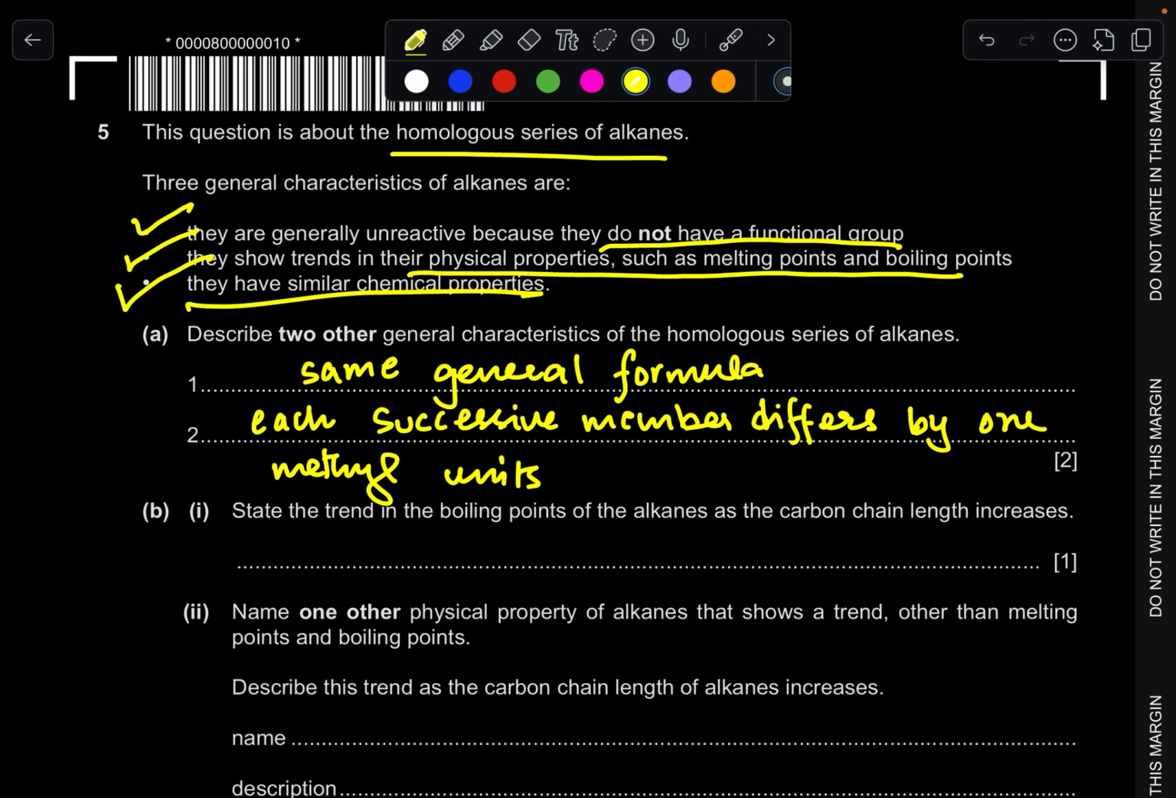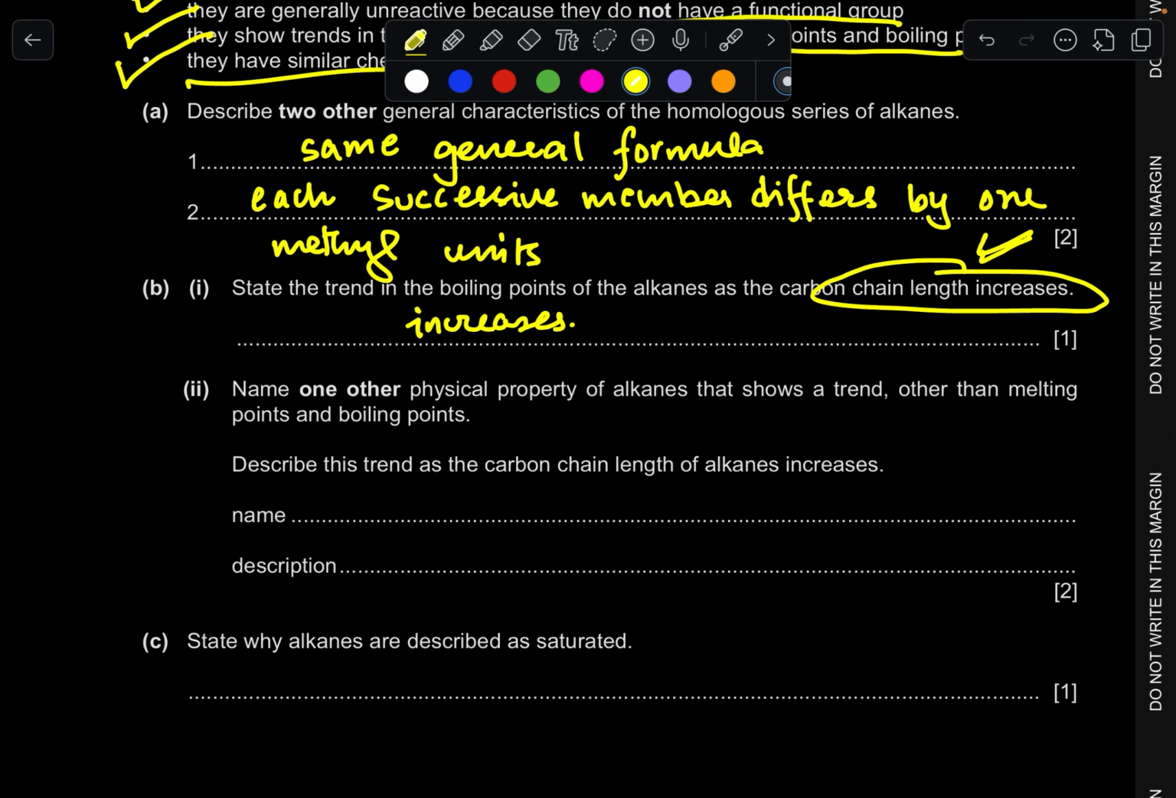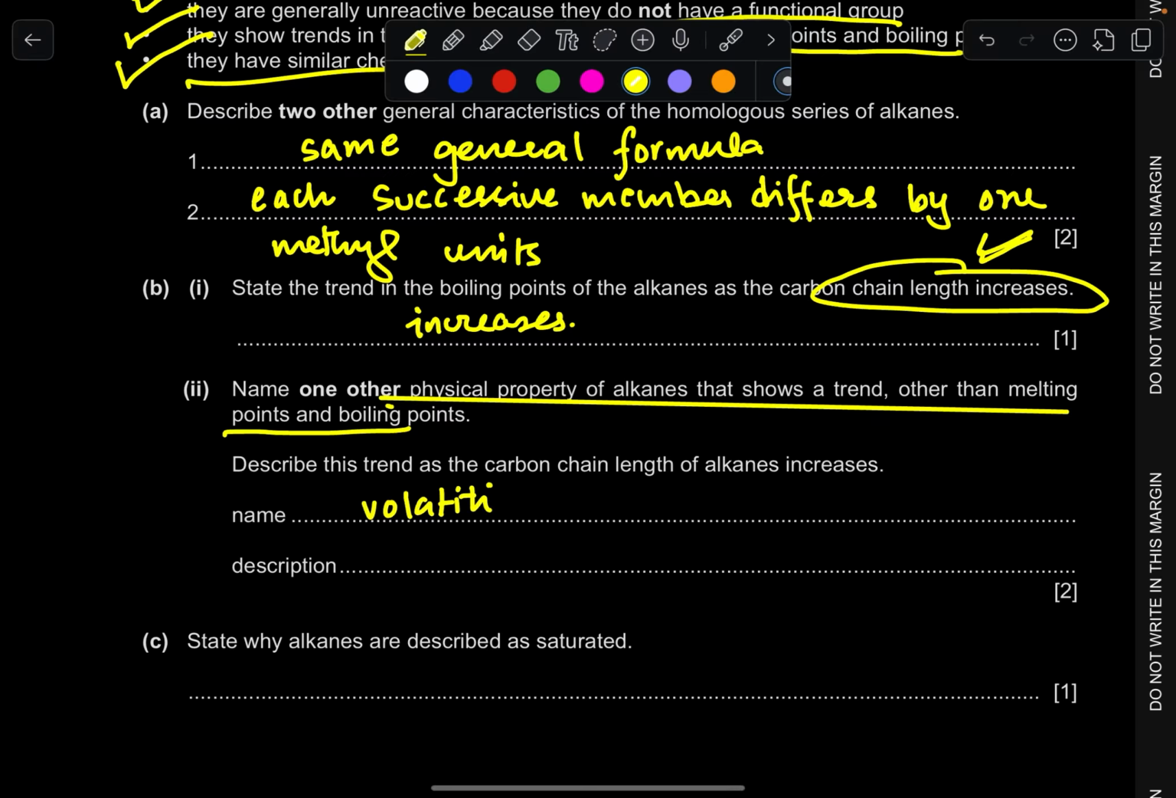State the trend in the boiling points of alkanes as the carbon chain length increases. So we're going to tell the boiling point also increases because the van der Waals forces increase because the number of electrons is increasing, right? Name one other physical property of alkanes that shows a trend other than melting points and boiling points. Describe this trend as the carbon chain length increases. So volatility. Volatility decreases as the chain length increases. The ability to evaporate decreases; they become thicker and denser.